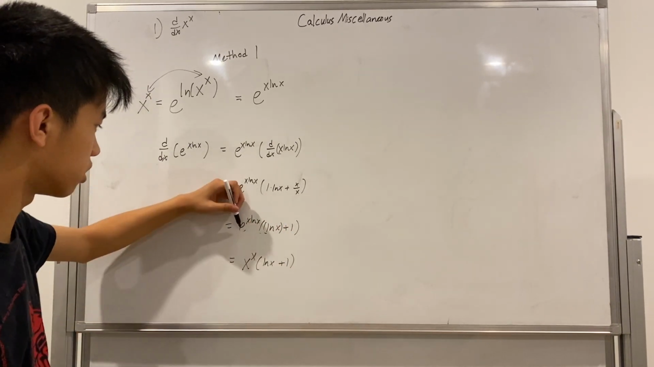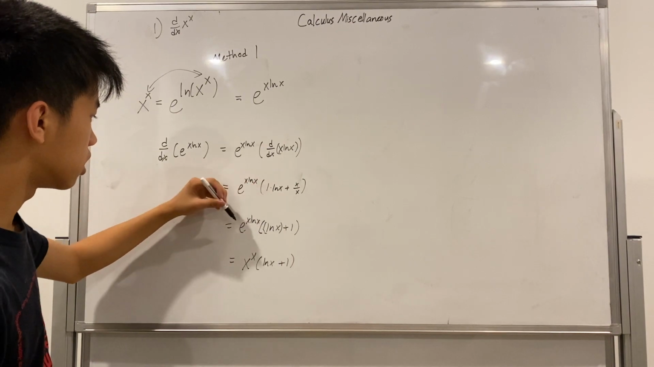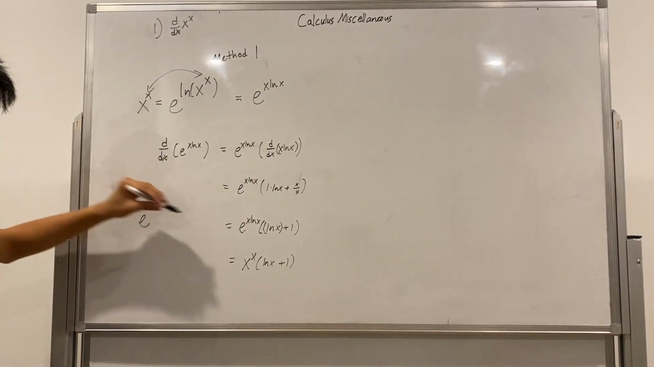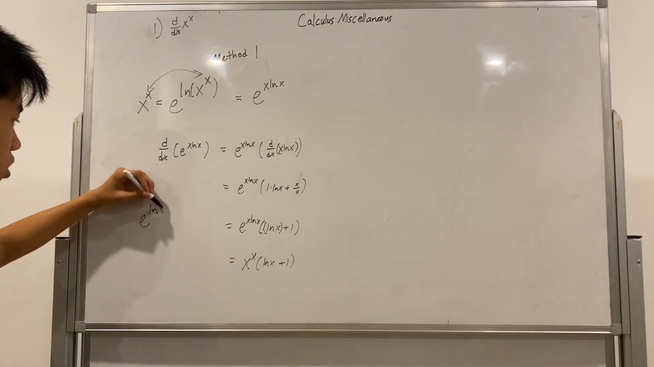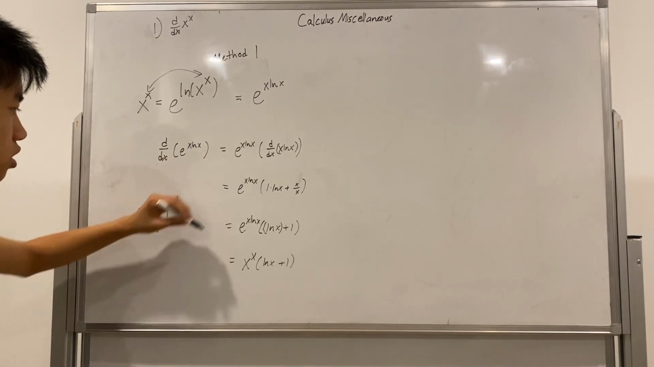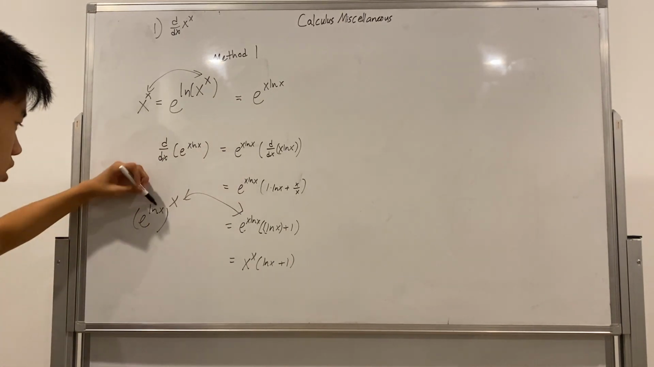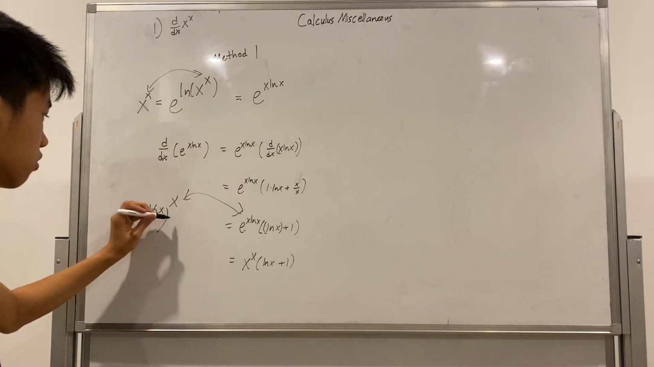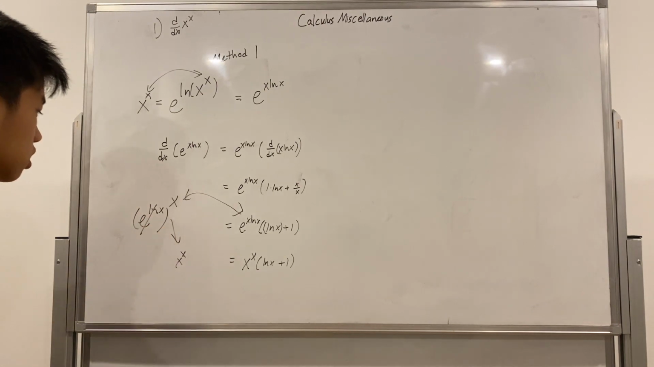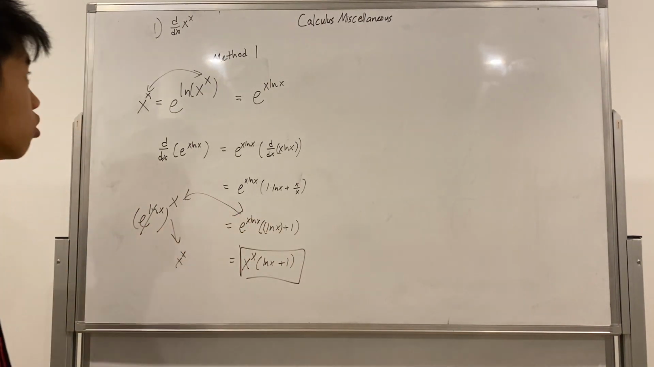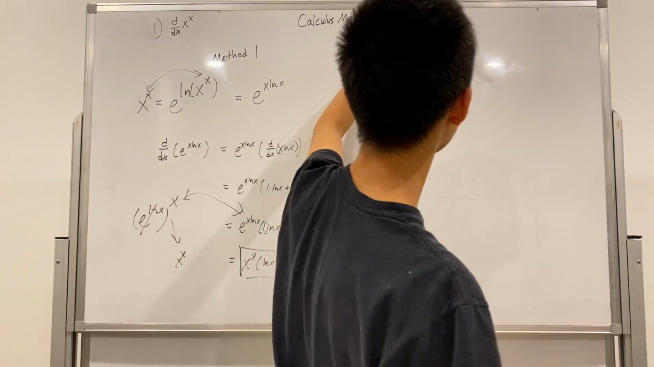And the reason why I could reduce e to the x ln x to x to the x is because this expression is equal to this. And then e to the ln cancels out, leaving x to the x. So this is the answer. Now let me go over method 2 to solving it.